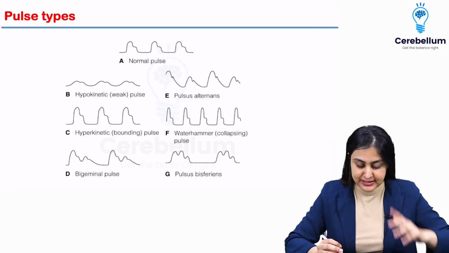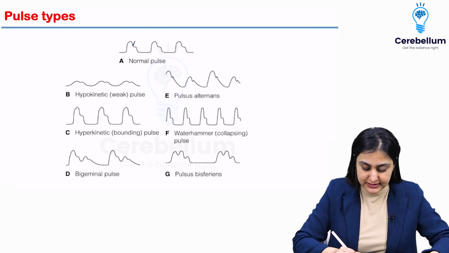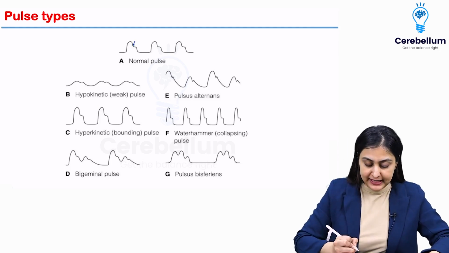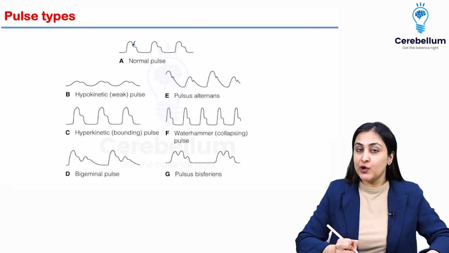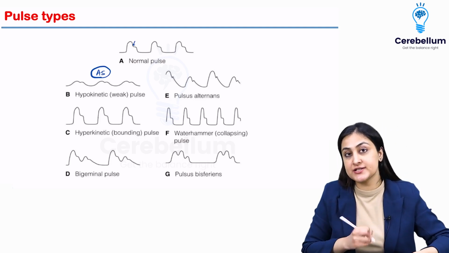Okay, so now we start with the different types of pulses. So what you're seeing here is a normal pulse. You can see this dicrotic notch as we've already seen. Where would you see this very weak, low volume, hypokinetic pulse? When the volume is low, right? So in conditions like aortic stenosis.